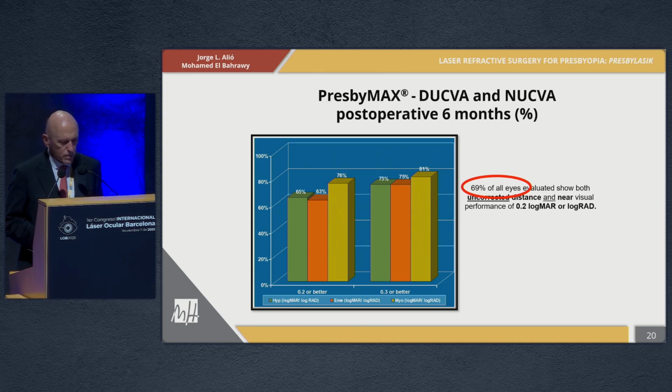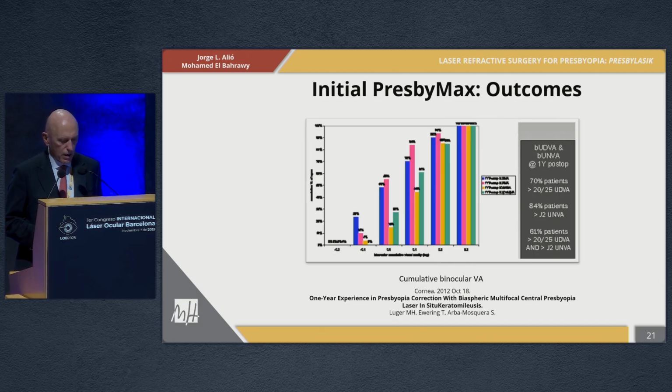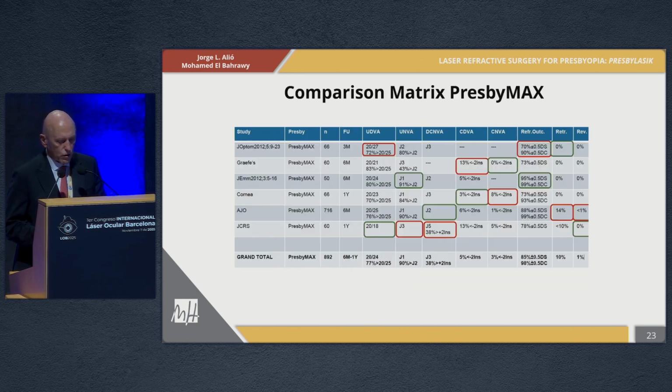70% of cases showed a final result of 0.2 logMAR for close and far, so a very good result. And in the cumulative study, we saw that these results were similar to the ones we obtained, because 70% of the patients had 20/25 without distance correction, and J2 or better in 84%, logMAR 0.7. This is a paper we published, and we see the distribution of results according to different authors, so homogeneous.